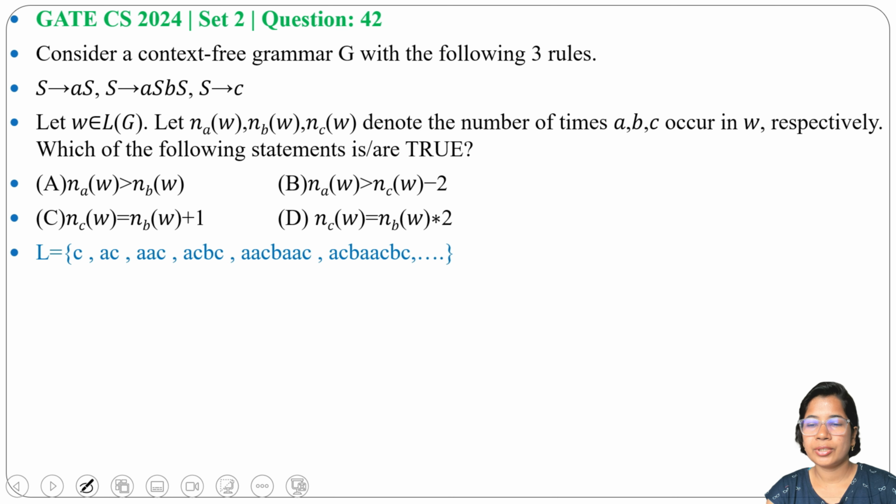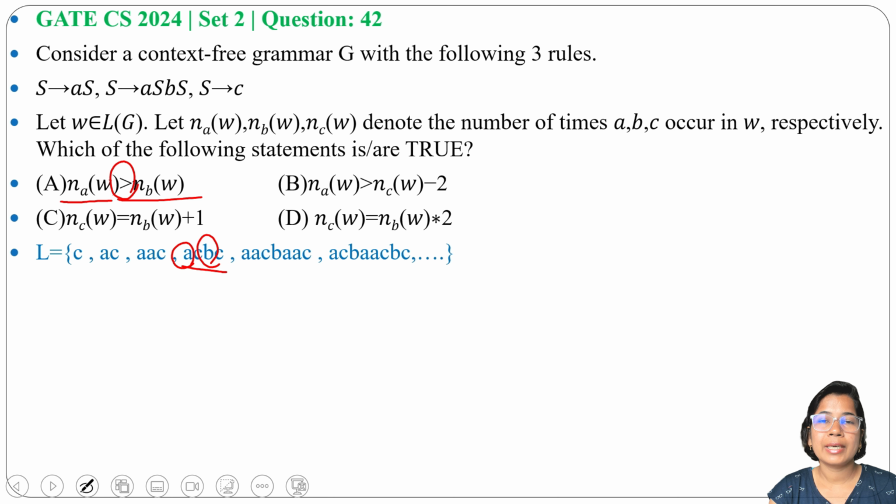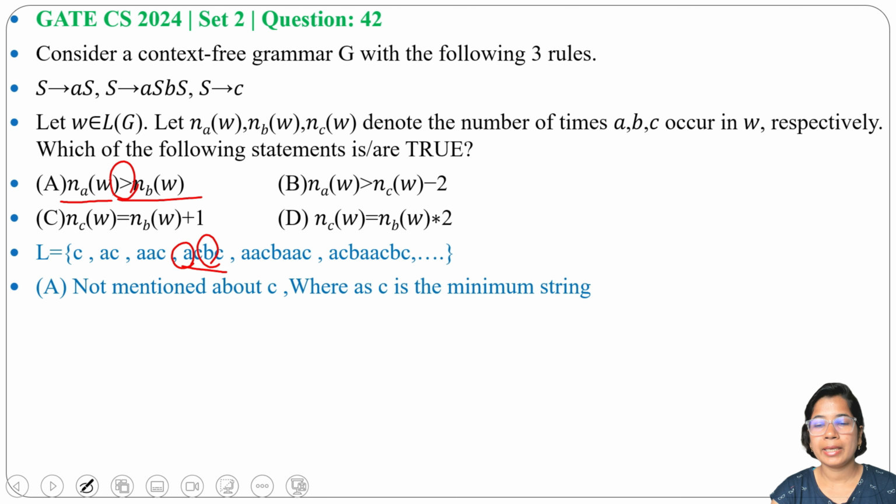Let's check all the options. Option A: number of A in W is greater than number of B in W. This is false. Let's take this example, ACBC. Here the number of A equals the number of B. Both are 1, right? Here it is written that it should be greater than. Not always greater than, it may be equal, right? That's why option A is false.